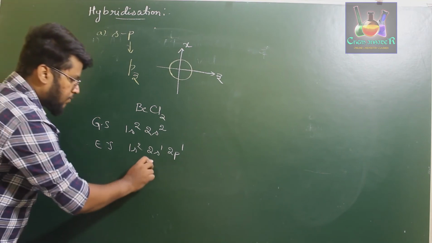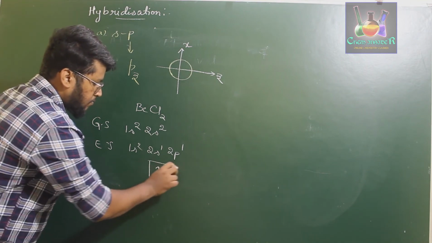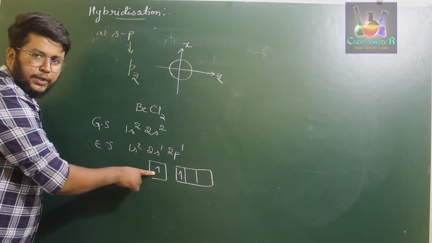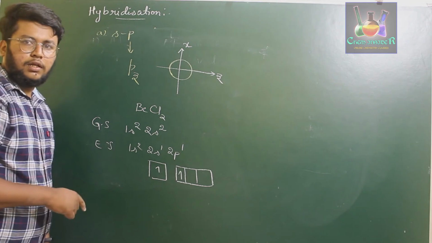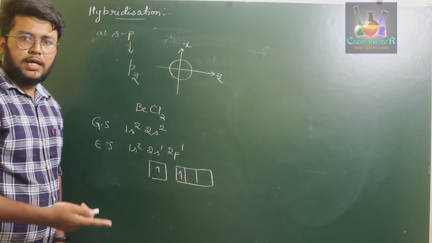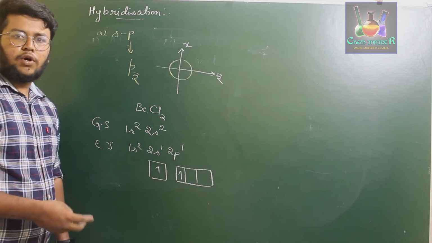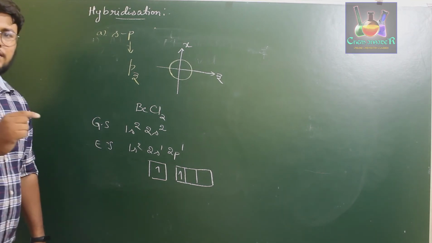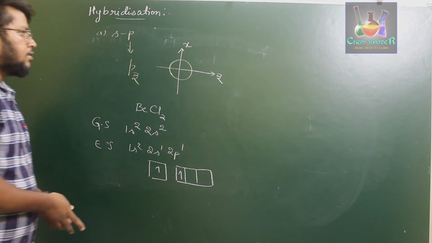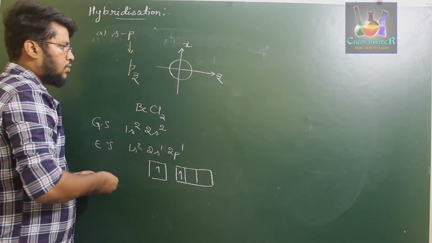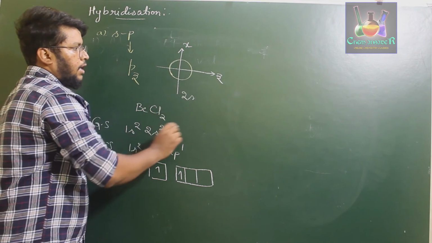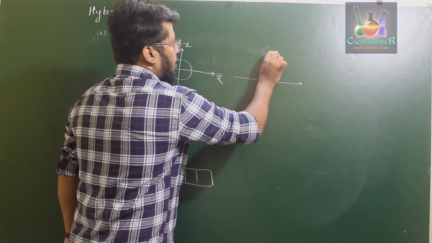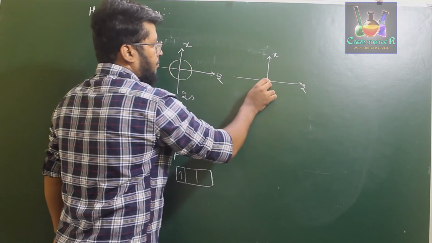In the excited state, it has the 1s2, 2s1, 2p1 electronic configuration. So clearly, it involves one 2s and one 2p orbital undergoing sp hybridization. Therefore, it forms 2 sp hybrid orbitals. So now, how is this hybridization going to take place? Now, if you consider the s orbital, that is the 2s orbital of beryllium, and the p orbital, as I said, we are considering the p orbital on the z-axis.